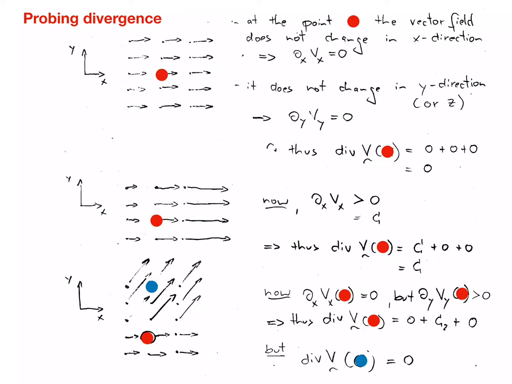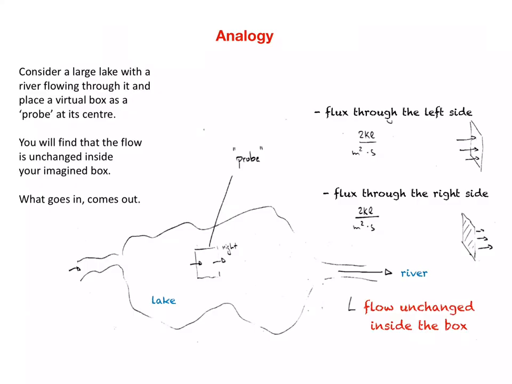Thus, the divergence of the vector field at the red point is different from 0, being equal to a constant c2. At the blue point that has a larger y-coordinate, the divergence of the vector field is however again 0, since here magnitude and direction of the vector field are constant.